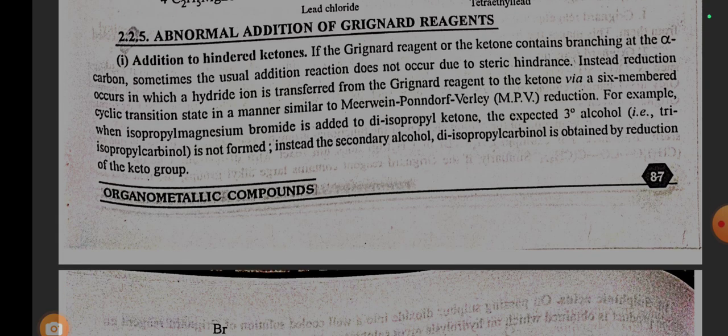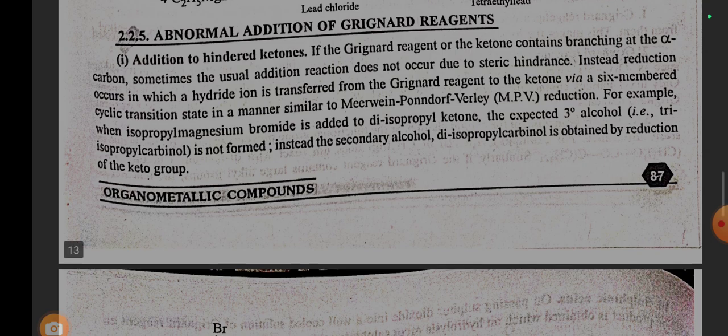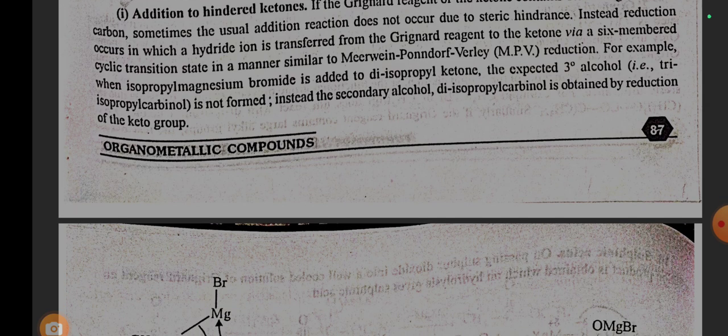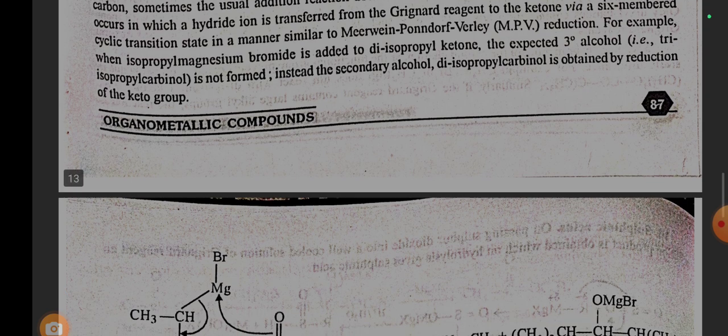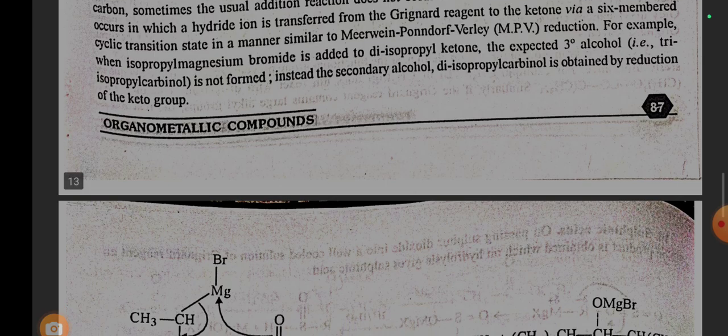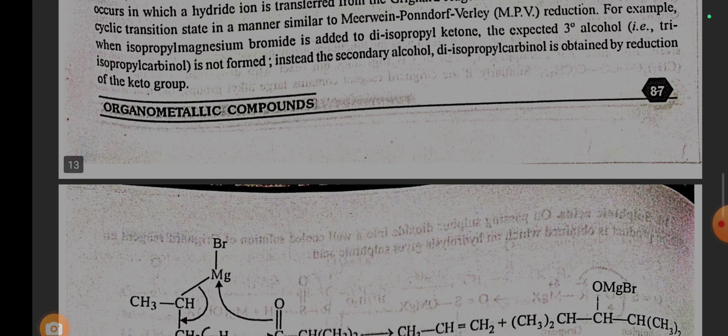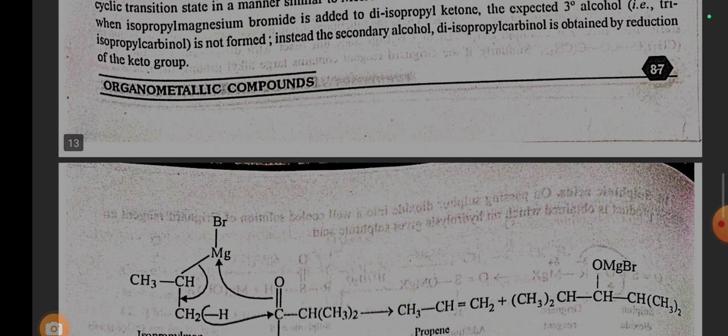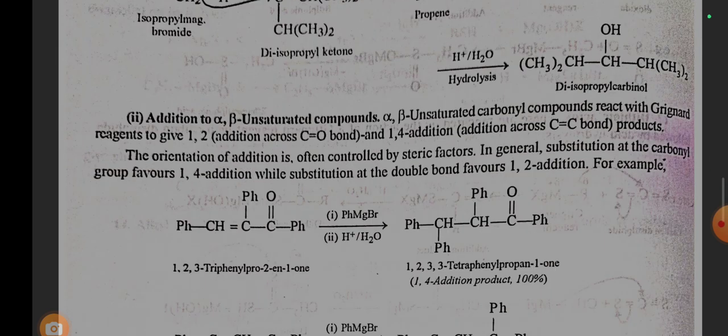Instead, reduction occurs in which a hydride ion is transferred from the Grignard reagent to the ketone via a six-membered cyclic transition state, in a manner similar to the Meerwein-Ponndorf-Verley reaction. For example, when isopropyl magnesium bromide is added to diisopropyl ketone, the expected tertiary alcohol is not formed. Instead, the secondary alcohol diisopropyl carbinol is obtained by reduction of the keto group.